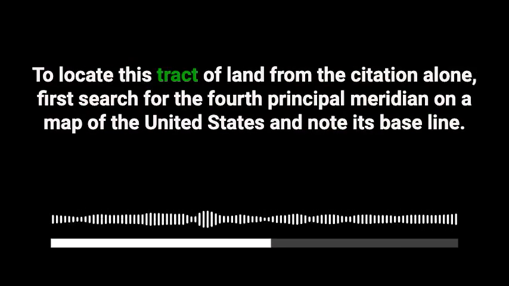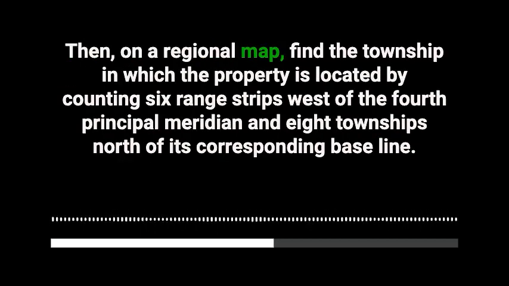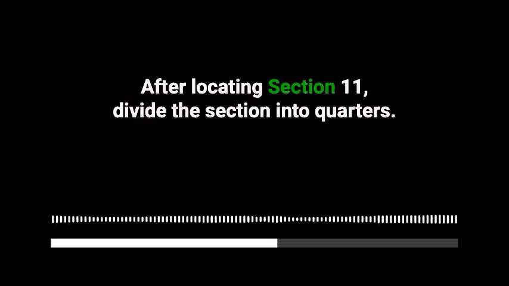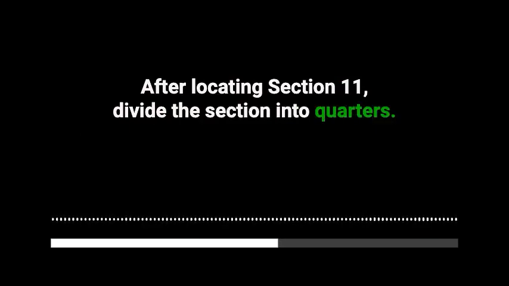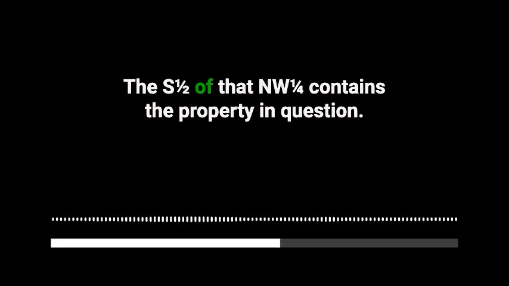To locate this tract of land from the citation alone, first search for the 4th Principal Meridian on a map of the United States and note its baseline. Then, on a regional map, find the township in which the property is located by counting 6 range strips west of the 4th Principal Meridian, and 8 townships north of its corresponding baseline. After locating Section 11, divide the section into quarters. Then divide the SE 1/4 into quarters, and then the NW 1/4 of that into halves. The S 1/2 of that NW 1/4 contains the property in question.